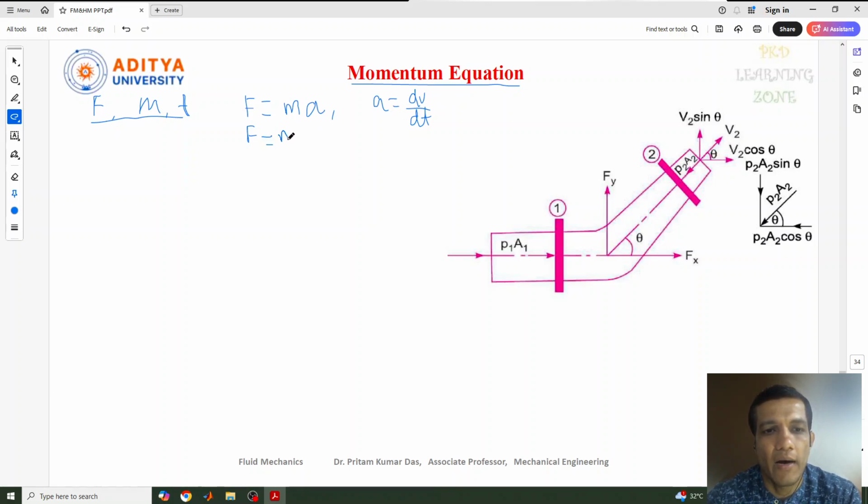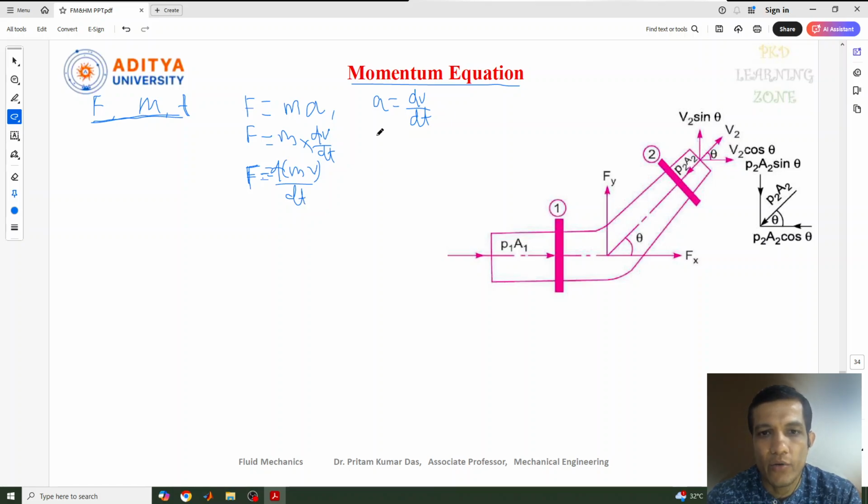Put this value of acceleration in this equation. What will we get? Mass into change in velocity with respect to change in time. This mass is a constant term, so I'll take this mass term inside the derivative, and we can write F equals the derivative of mass into velocity with respect to time. So this is the net force, equal to the rate of change of momentum with respect to time.